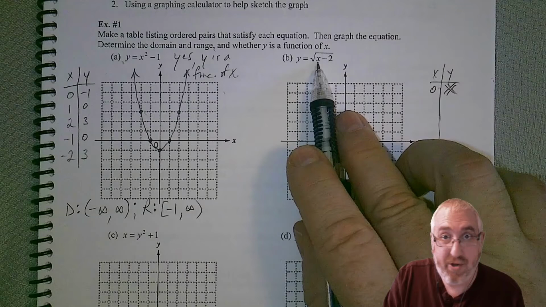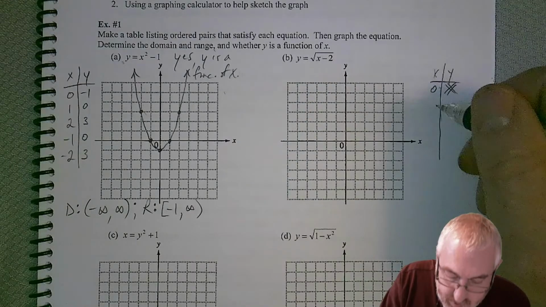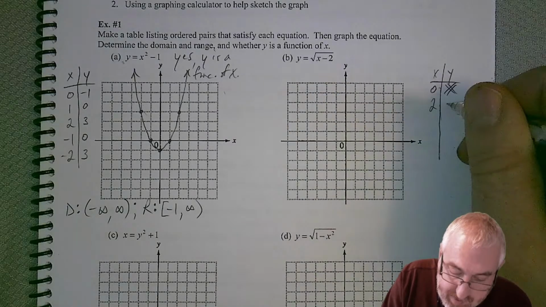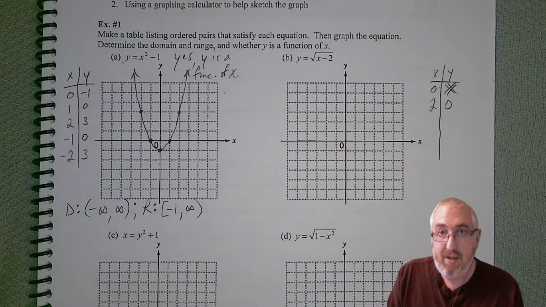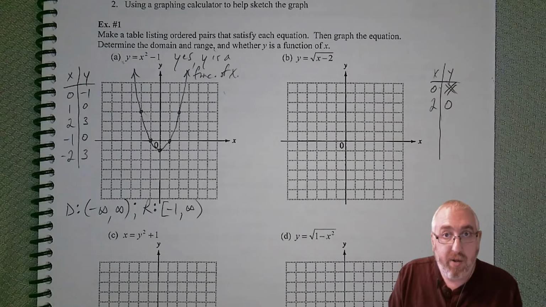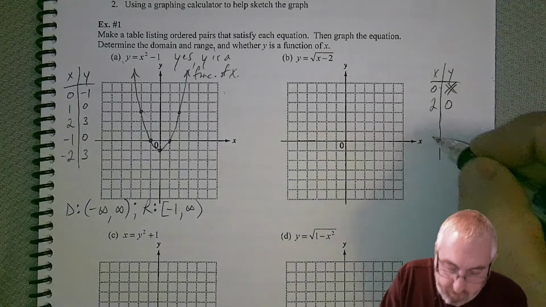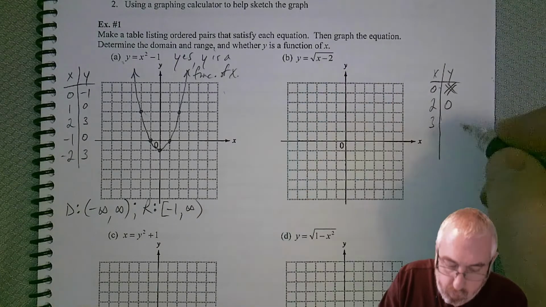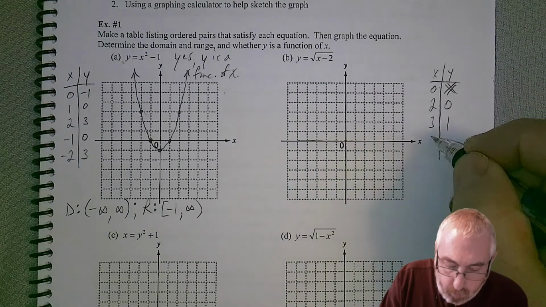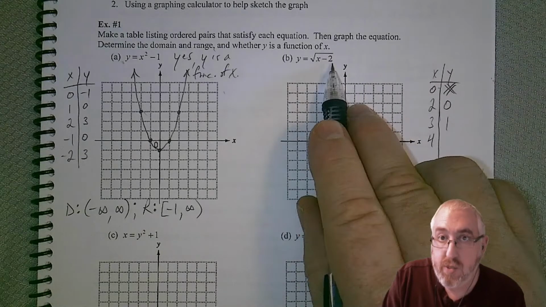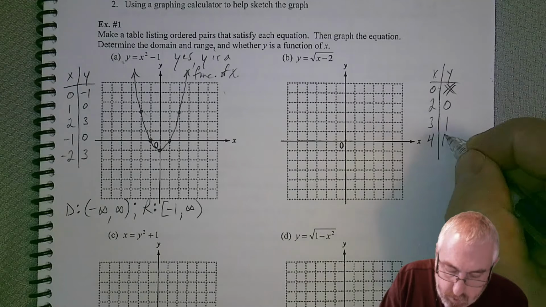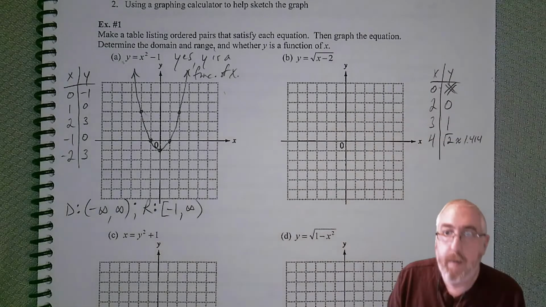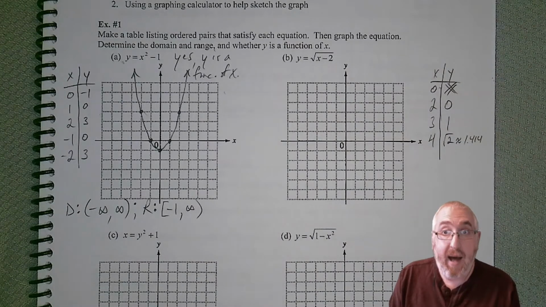It's going to have to be 2, right? 2 is the smallest. So when we plug in 2, 2 minus 2 is 0, square root of 0 is 0. So that looks like it's the smallest x we can use. And if we keep going up, 3 minus 2 is 1, square root of 1 is 1. 4 minus 2 is 2, square root of 2, which is approximately 1.414.